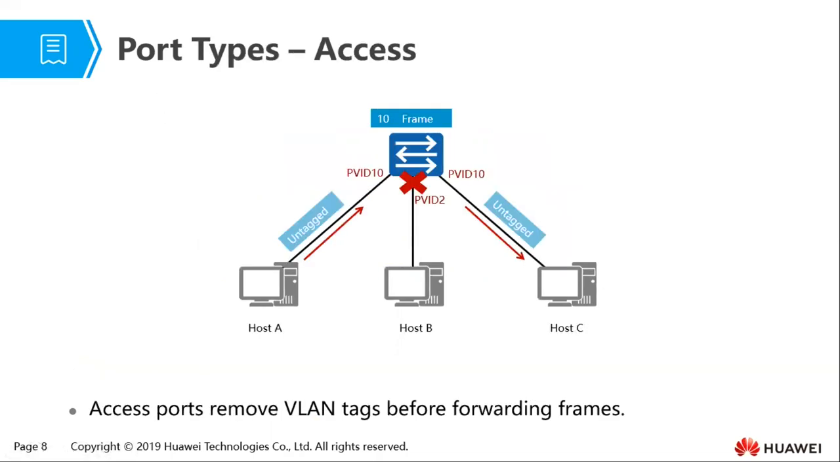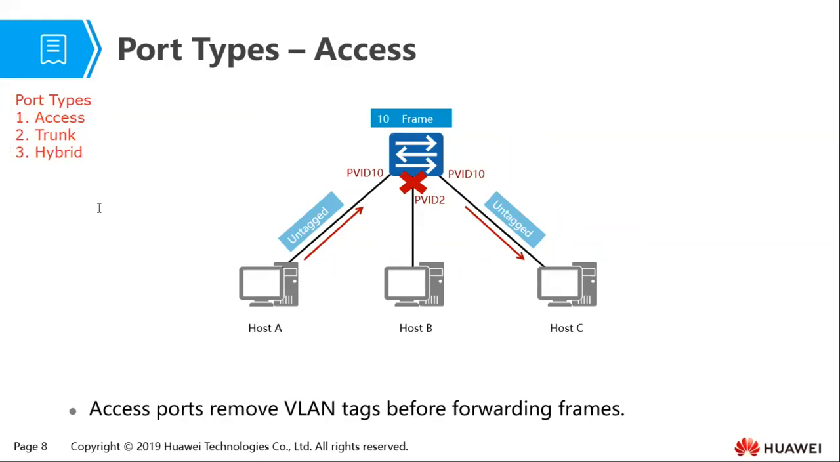So let's look at port types. Generally, we have three port types that you need to understand. The first one is called the access port. Then we have the trunk port. And lastly, we have the hybrid. So you need to understand each one of them. Which link is it associated with? Then how does it process a frame? That particular port. A port is simply an interface. How does it process a frame?